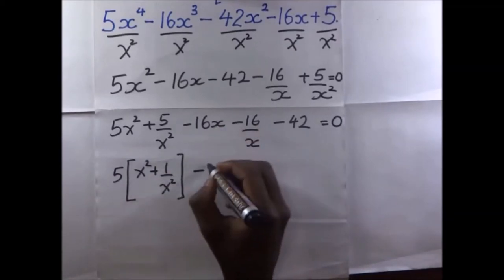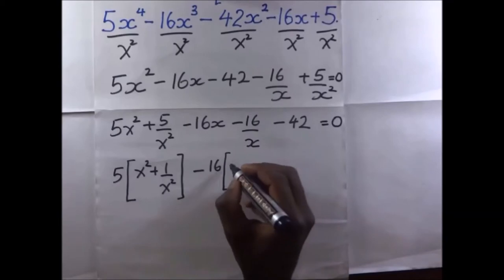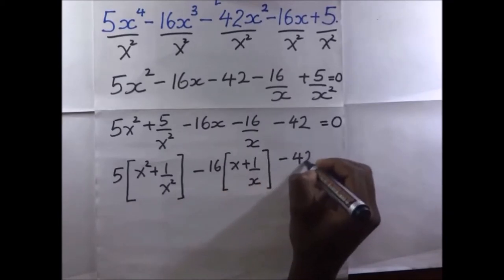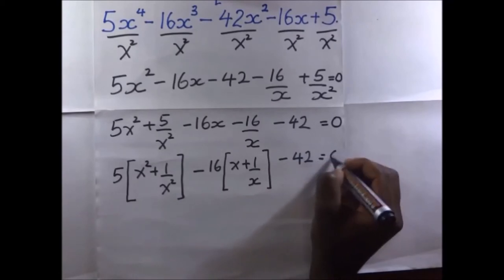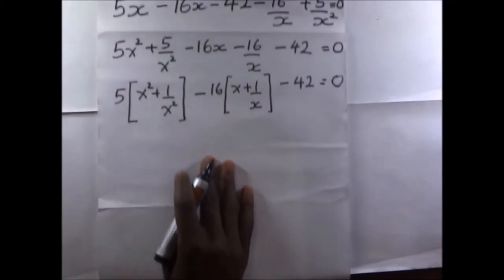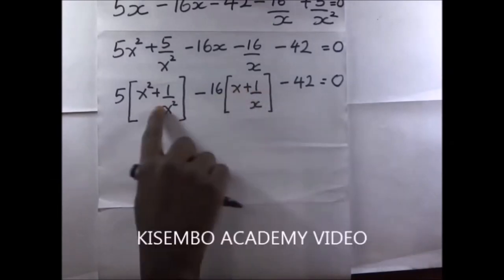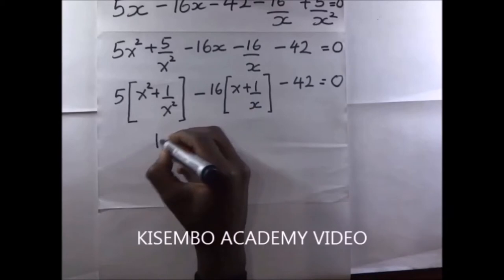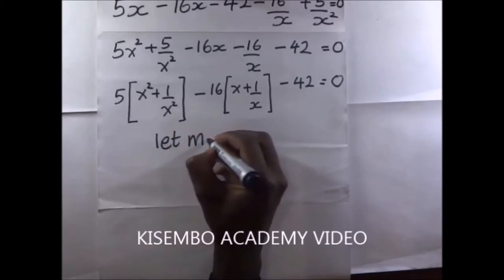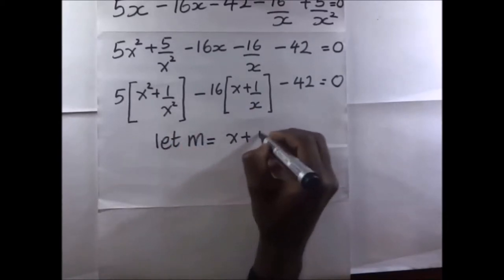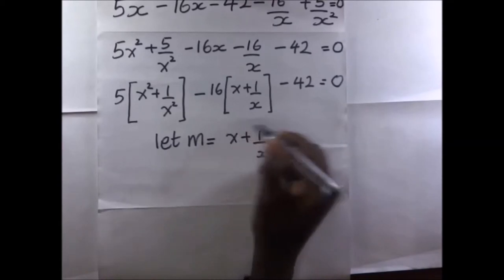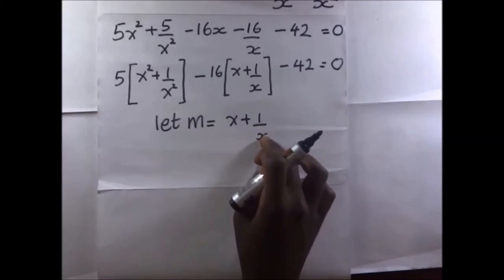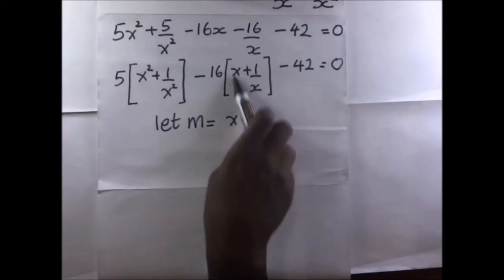The common term here is 16 minus 42. That's going to give us 0. Since we have put this in the brackets, let's call this a letter, let m be... So if m is equal to x plus 1 over x, it means that this can be the value of m.